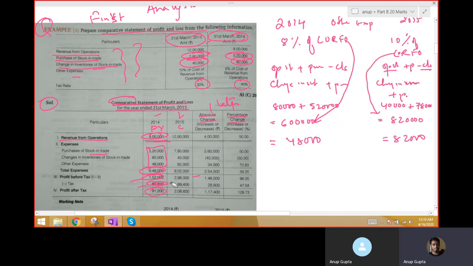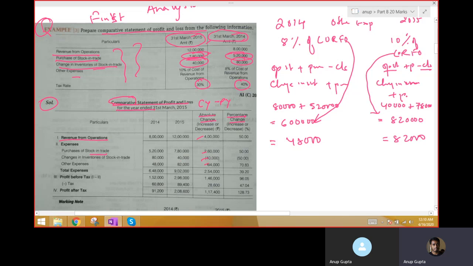Once this is done, which is very easy, you have done it in chapter 1 also, the real comparative starts, the absolute change. So you know the formula of absolute change: current year minus previous year. Current year 12 lakh minus 8 lakh is 4 lakh. 7 lakh 80 minus 5 lakh 20 is 2 lakh 60. 40 minus 80 is minus 40.